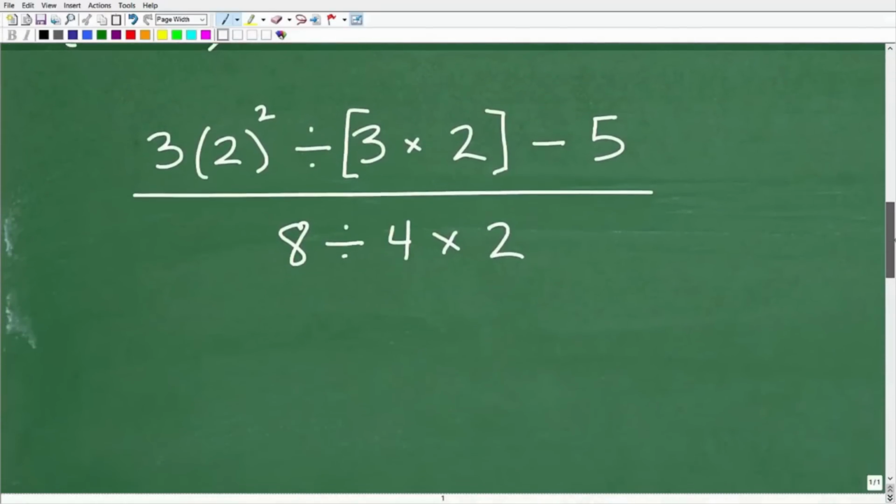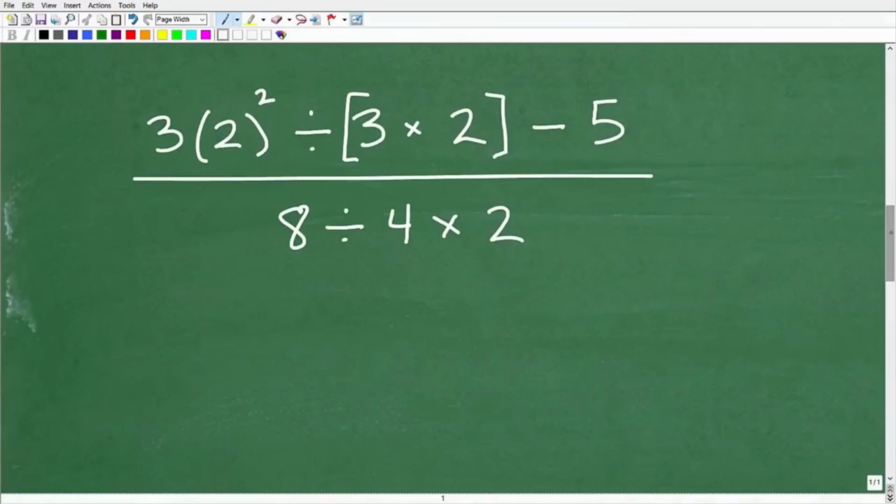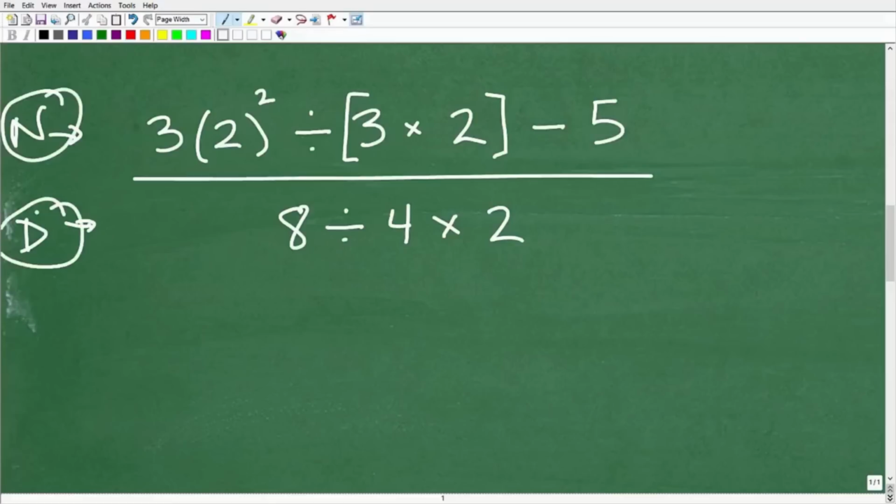And so we can kind of see what's going on. Now we have one big old fraction, right? We have this numerator and this denominator. So what you want to do, the fraction bar in and of itself is kind of like a grouping symbol. So what you want to do is work independently of both the numerator and denominator. In other words, simplify the numerator down to one value and then work on the denominator, simplify that down to one value, and then you can kind of simplify from there. Okay, so you never want to kind of intermingle your work.